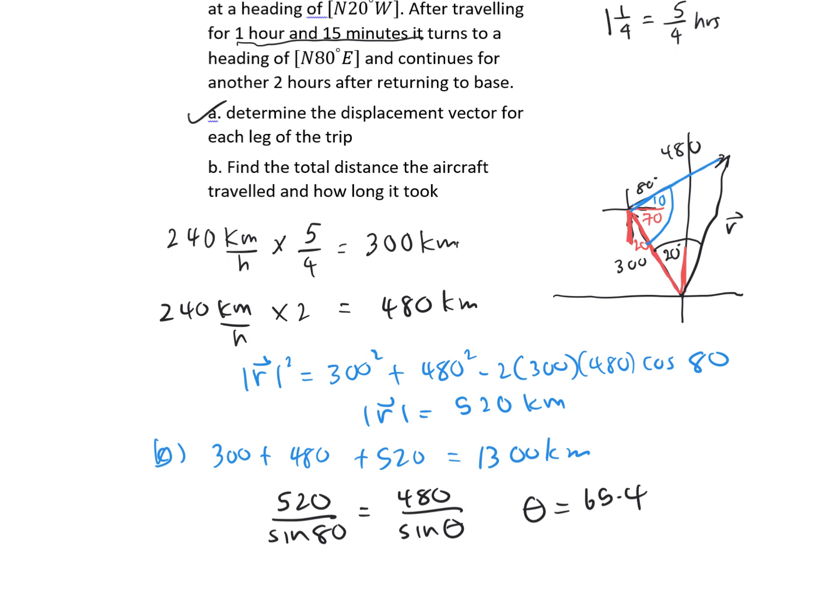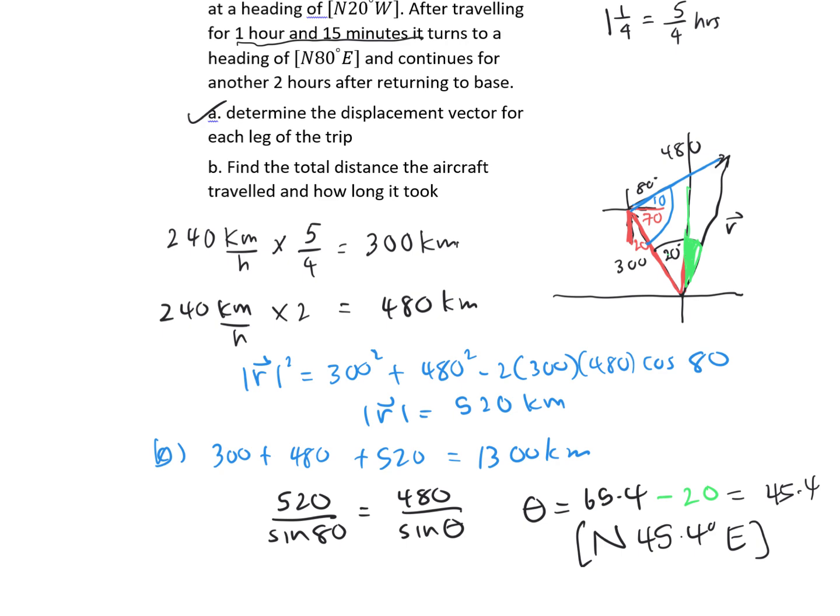Now, we only want this angle here, because this is the angle that the resultant is from north headed towards east. So we'll do 65.4 minus the 20 degrees on the left side, and so that gives us 45.4. So starting at north, headed 45.4 degrees towards the east. So that would be using tip to tail.